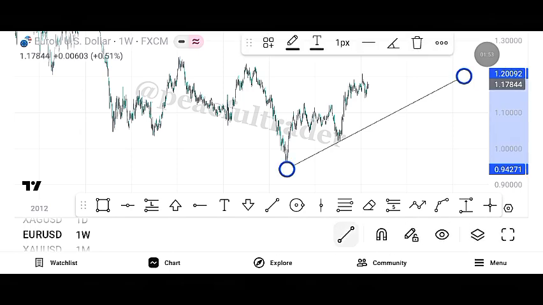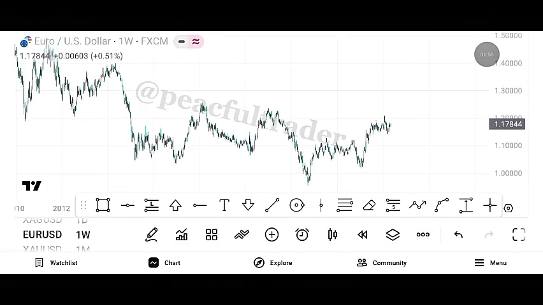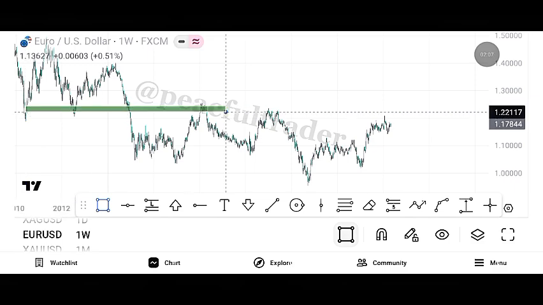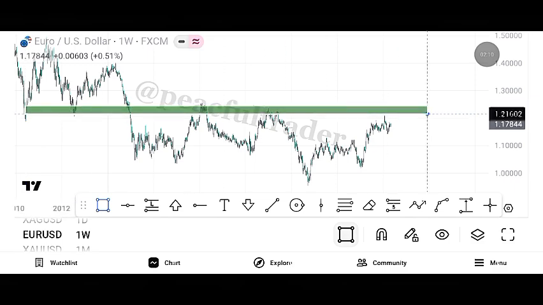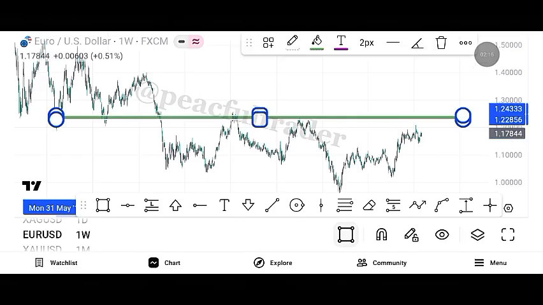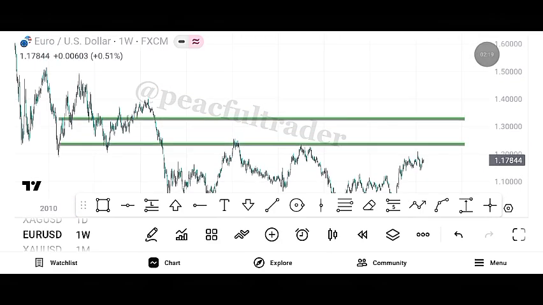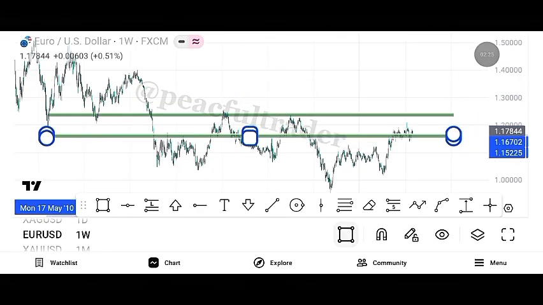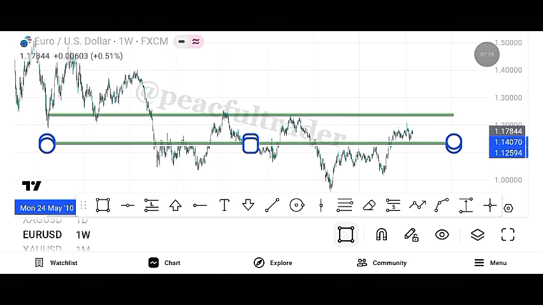After I already know the direction of the market, the next thing we are going to do is mark out our support and resistance. And clearly from the higher time frame, what can you see here? This is our resistance from the higher time frame. This is our support from the higher time frame.